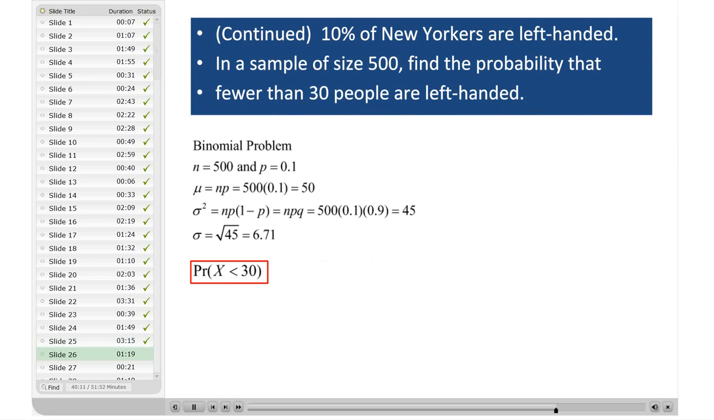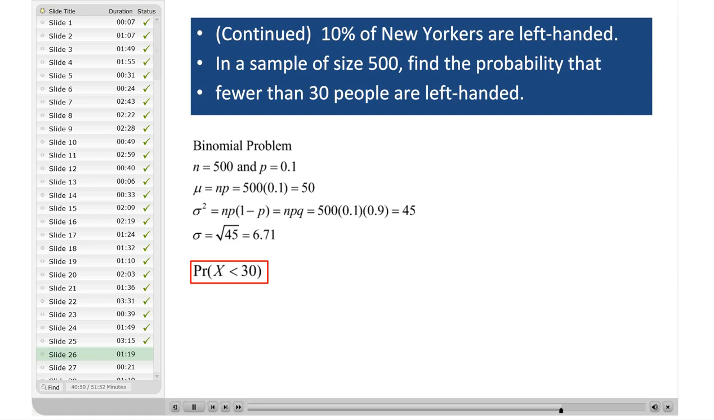Now we're just going to continue this problem. We're still dealing with a population of New Yorkers, and 10% of that population is left-handed. And this question says, in a sample of size 500, find the probability that fewer than 30 people are left-handed. And you can see that we still have our solution for the last part of the problem written down. The first step of this problem is to simply take the probability that we're being asked to find and write it down. So we're trying to find the probability that the number of people in our sample who are left-handed is less than 30. So we just write probability x is less than 30.